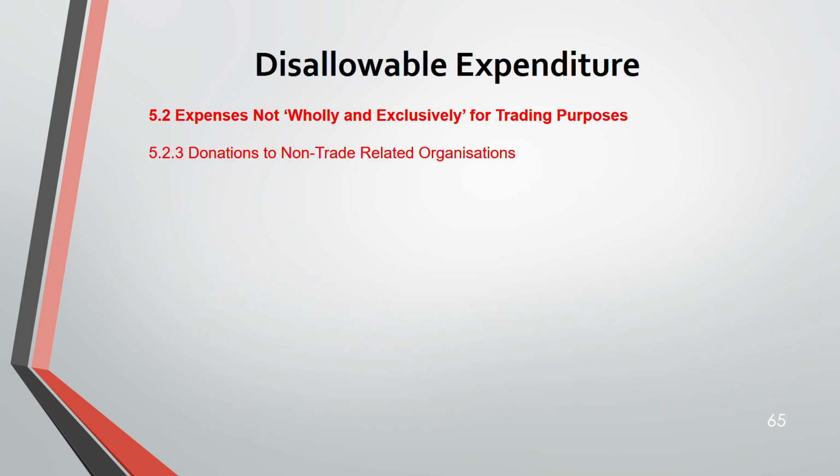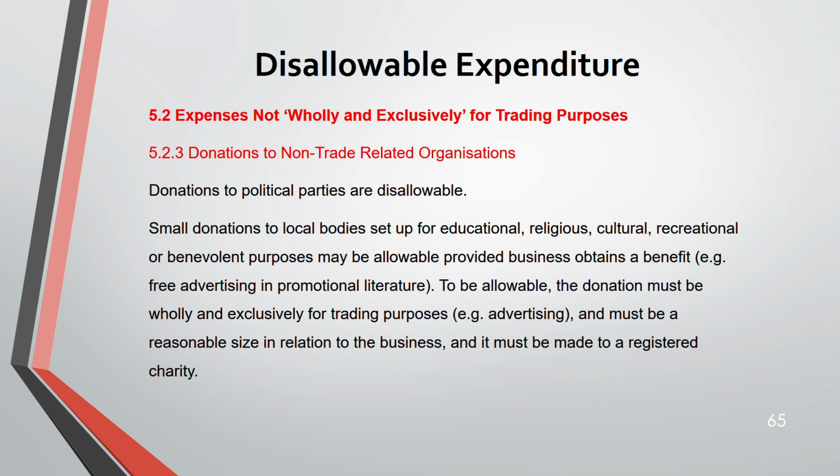Now, third category, donations to non-trade related organizations. Donations, so these are the donations which are for non-trade reasons. If you are donating anything to political parties, they are disallowed. Small donations to local bodies, for example, for educational purpose, religious, cultural or recreational, they are allowable.